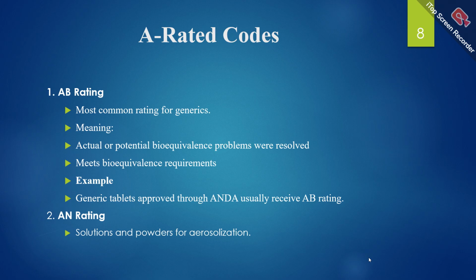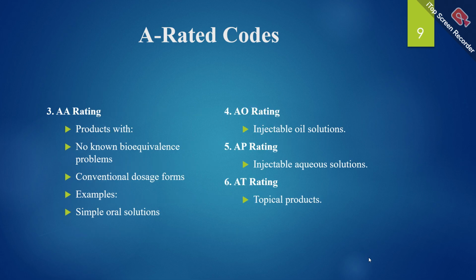Next, AN rating. AN rating is for solutions and powders for aerosolization. Next, AA rated drugs. AA rated drugs are the oldest drugs. These products will not have any bioequivalence problems. These are conventional dosage forms, and examples are simple oral solutions, etc. Sometimes, as we have seen, glycopyrrolate tablet is also an AA rated drug. And AO rating is for injectable oil solutions, AP rating for injectable aqueous solutions, and AT rating for topical products.